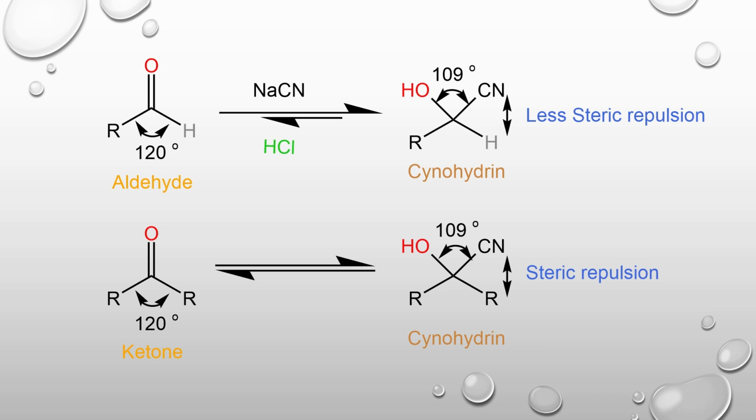In aldehyde, the H atom, which is small in size, does not create much steric hindrance to the incoming CN group, resulting in a stable intermediate, while the ketone carries a large alkyl group that can create a good amount of steric hindrance to the incoming CN group. That is why aldehyde makes a good, stable cyanohydrin intermediate.